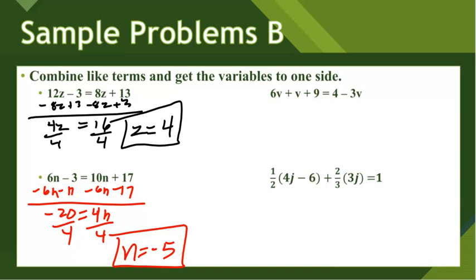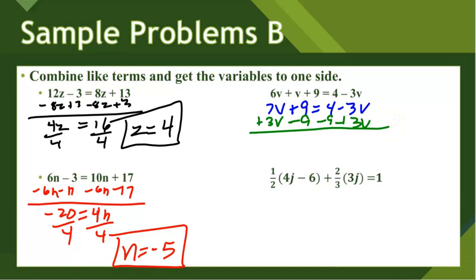Next, I need to combine like terms. So this is 7v plus 9 equals 4 minus 3v. I'm going to get the v's to the left, so I'm going to add 3v to both sides. That means I'm going to subtract 9 on both sides, and that gives me 10v equals a negative 5. Divide by 10 to get v by itself. V is going to equal a negative 1/2.